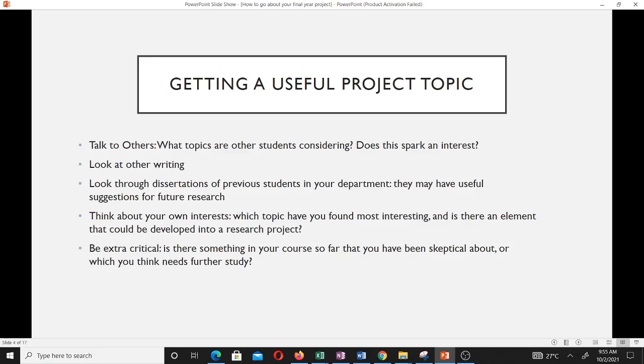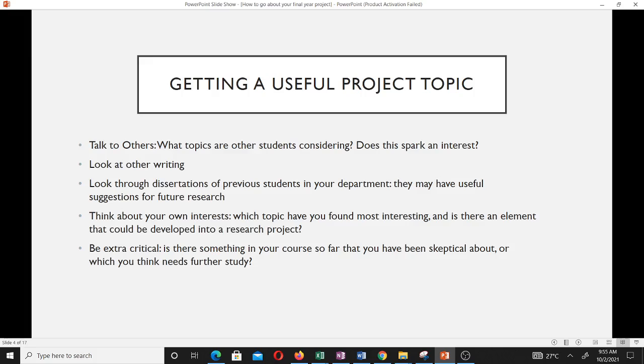First of all, it could be that you don't have anything in mind. If that happens, the first step is to talk to others. You can ask other students what topics they are considering, and whether that topic sparks an interest. As you talk to others, you are going to get suggestions which can help you know what you have to do in case the interest is there.